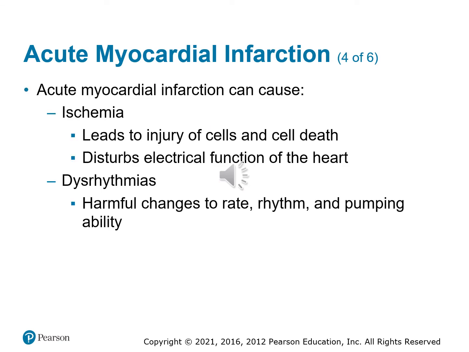So when we have these acute myocardial infarctions, remember I said there are a few things that can happen. Sometimes we have ischemia, and this is injury to the cells and some cell death. This may cause some disturbances in the electrical function, but usually ischemia will not kill the patient. This is just going to cause the heart to become weaker. Dysrhythmias can occur. These dysrhythmias may be changes in the rate, rhythm, and pumping ability of the heart. We've talked in the resuscitation chapter about ventricular fibrillation and ventricular tachycardia, and those are the dysrhythmias that are going to be most life-threatening.